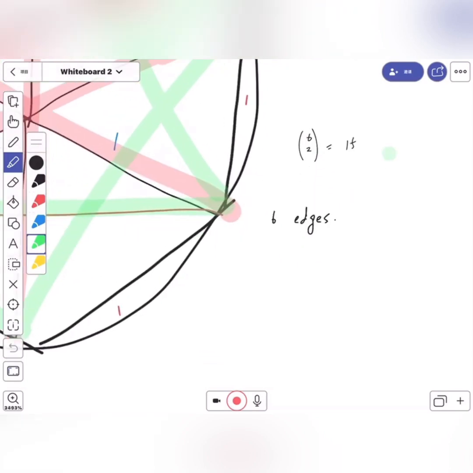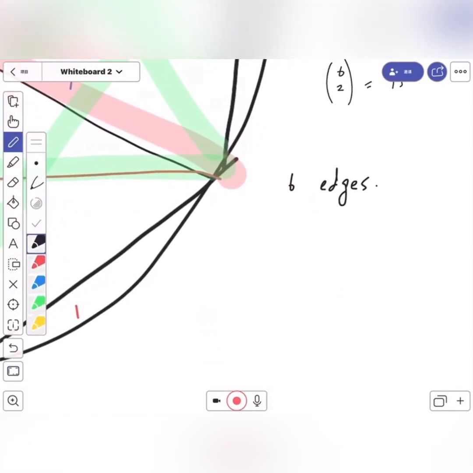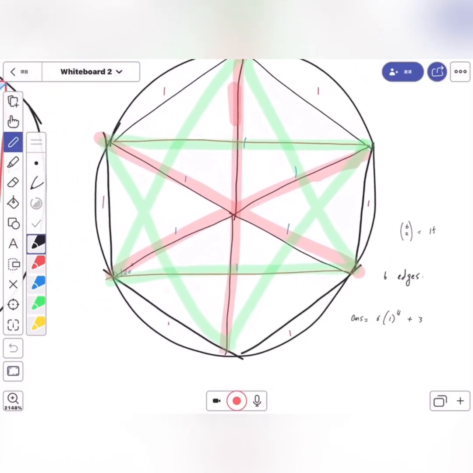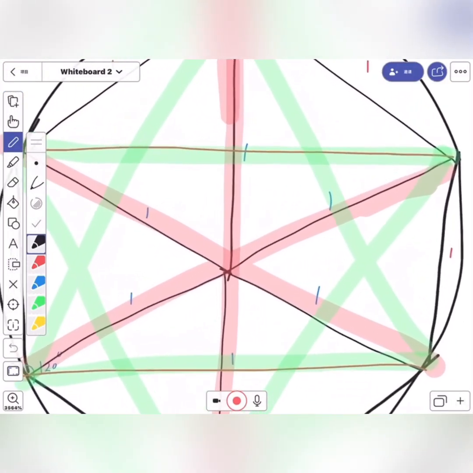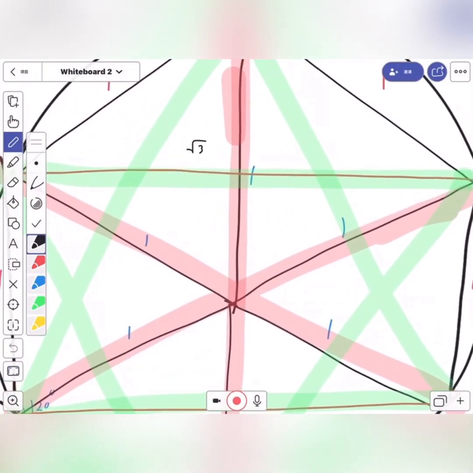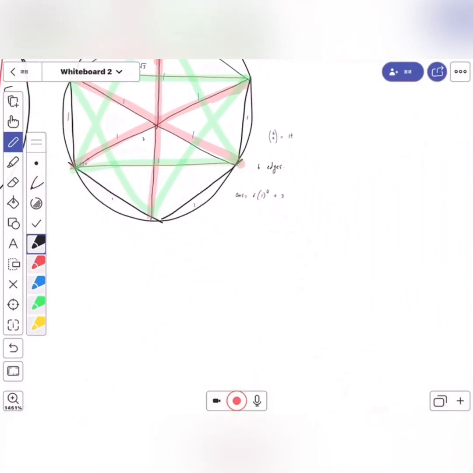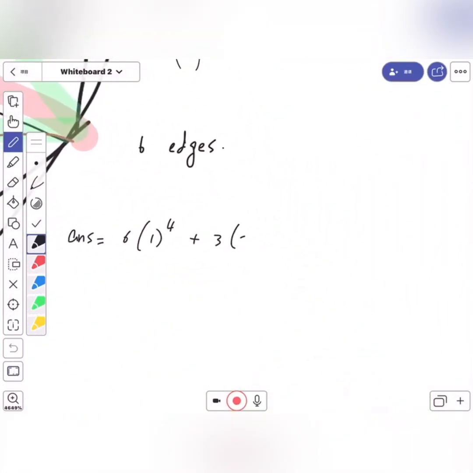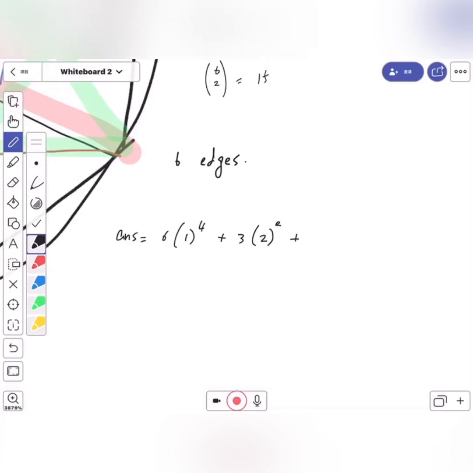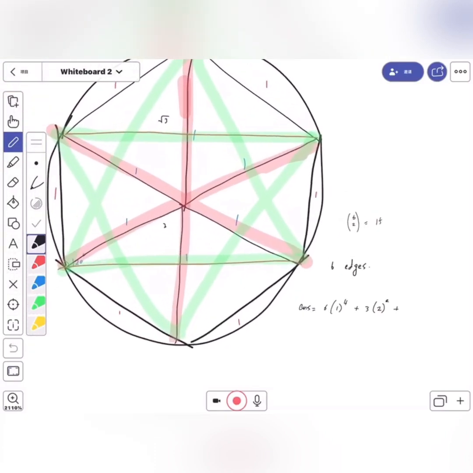So essentially the answer is going to be equal to 6 times 1 to the 4th plus 3 times the length of the longer diagonal. For the longer diagonal, you can see that this length is root 3 and this length is going to be 2. So plus 3 times 2 squared, and then plus, well, what is the length of the shorter diagonal?